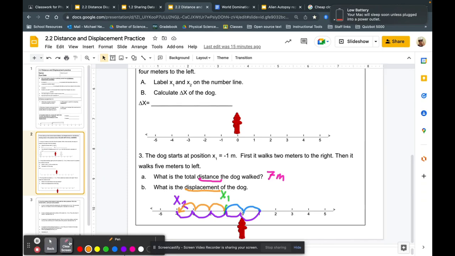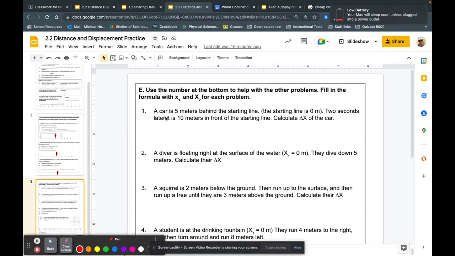Remember, include your units. For number 1, I'm going to say that anywhere behind the starting line is negative and anywhere in front of the starting line is positive. That means if the car is behind the starting line to start, x sub 1 is going to be negative 5 meters and x sub 2 is going to be positive 10 meters.